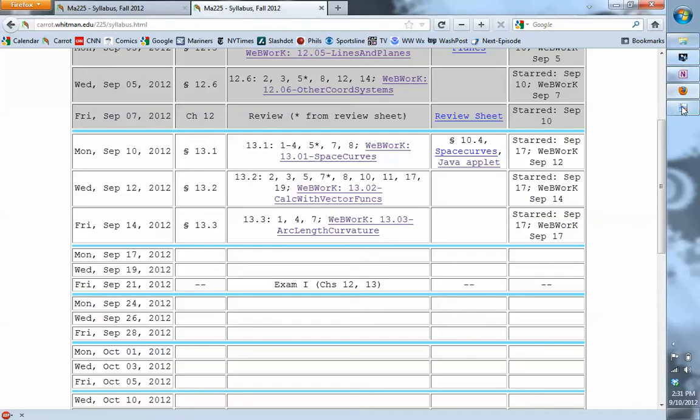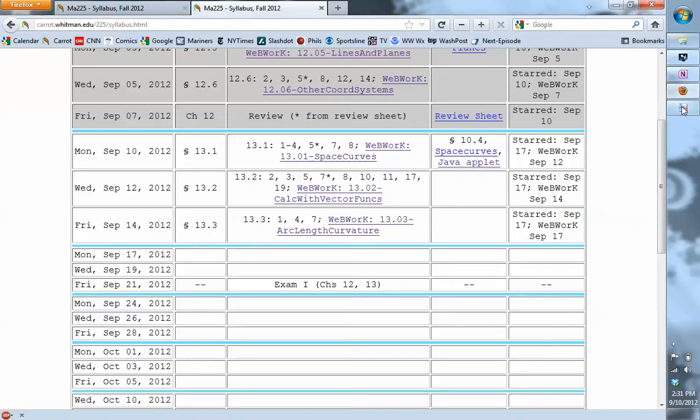Okay, so we've got these star problems, and again, as is our routine, those will be due Monday, September 17th. But don't forget that the web works are actually due as we go along. So today's web work will be due on Wednesday.